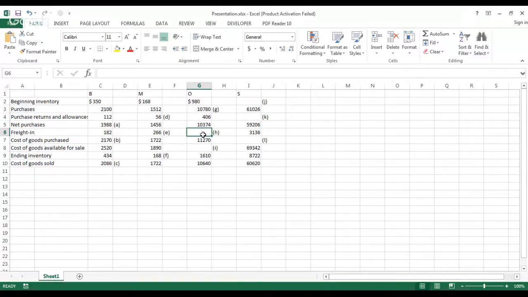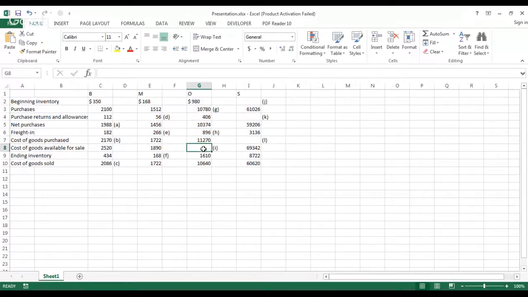Then for H, we're doing freight in again. Freight in again is cost of goods purchased minus net purchases. So we're going to do the cost of goods purchased minus the net purchases, and that gives us 896.